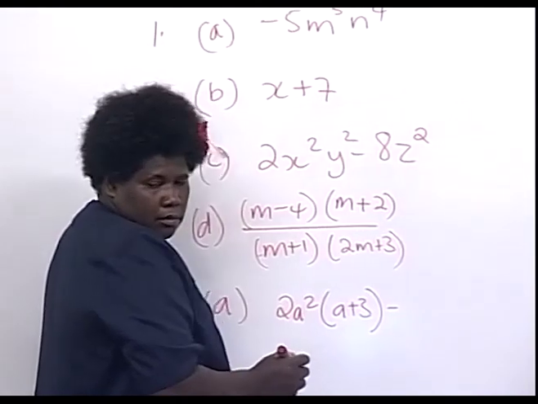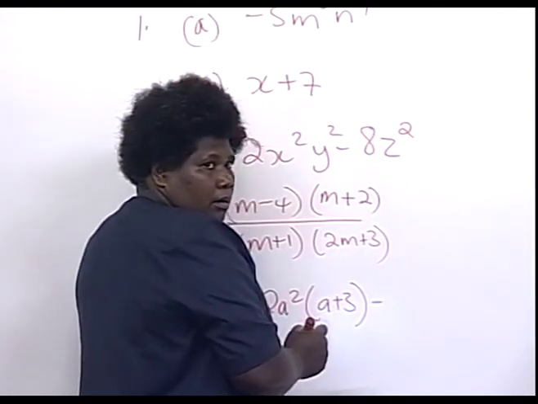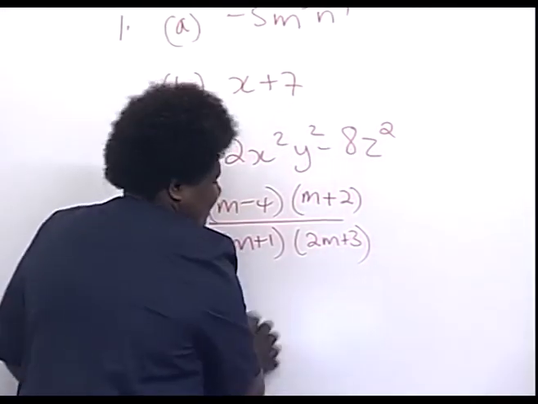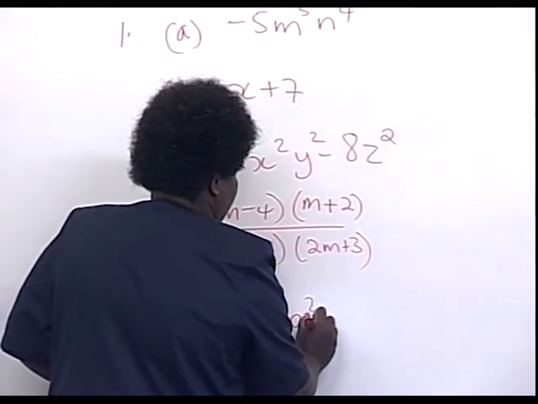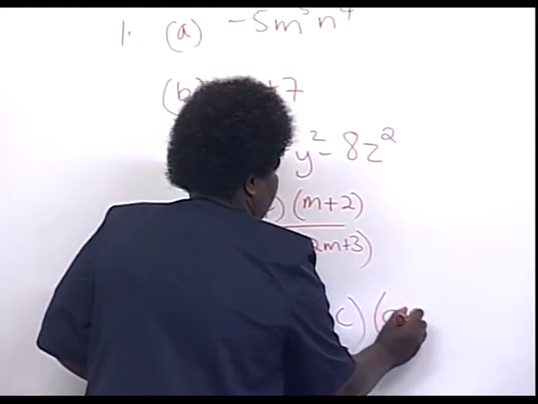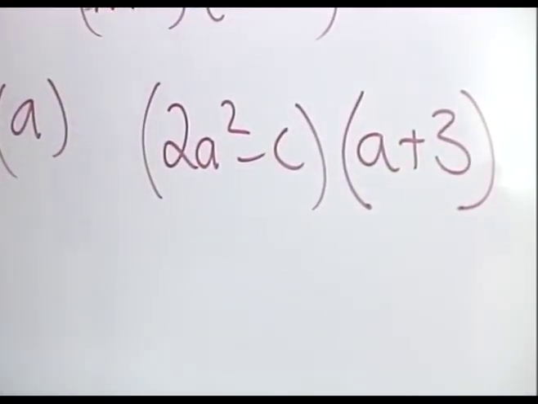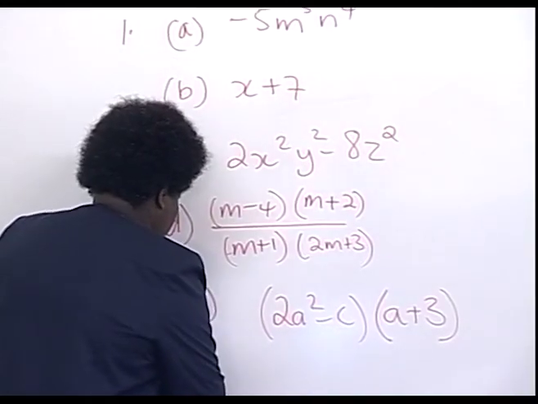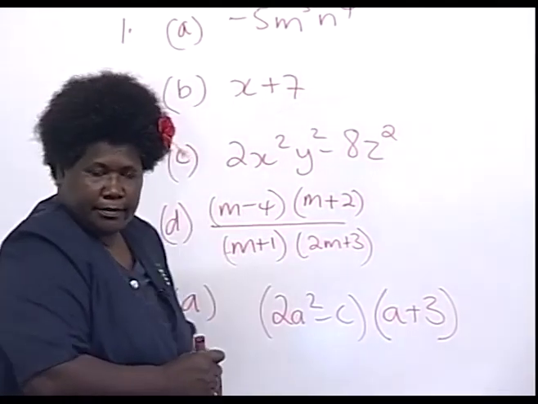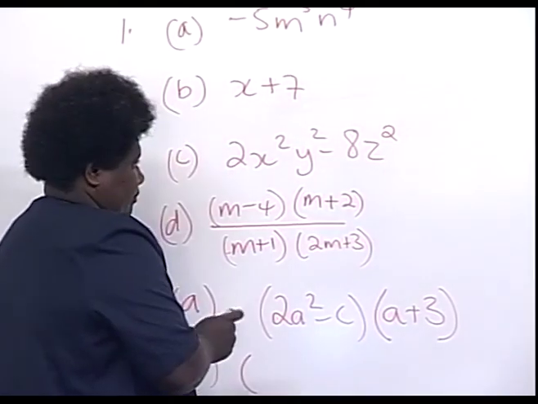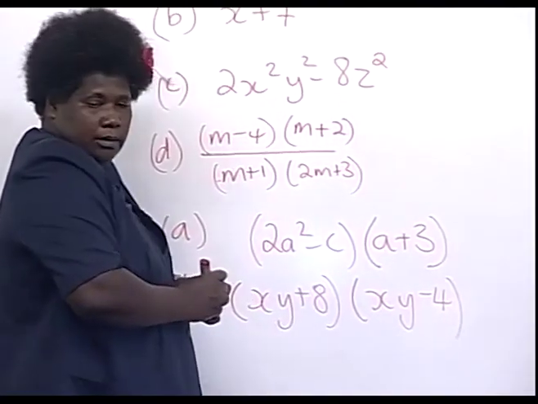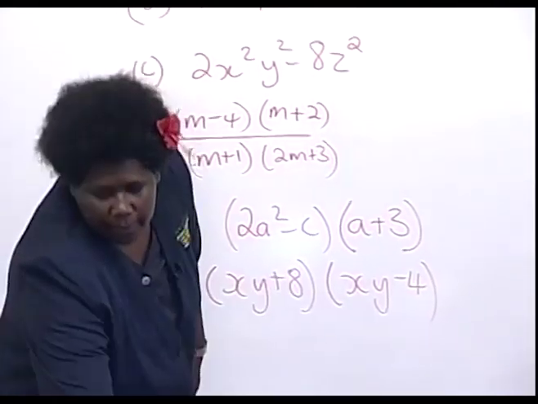Two a squared minus c in one bracket multiplied by a plus three in another bracket. Okay, I didn't hear correctly. All right, that's the answer to letter A. Letter B, Andrew. xy plus 8, xy minus 4 in there. xy minus 4. Good. So letter B, xy plus 8 times xy minus 4.